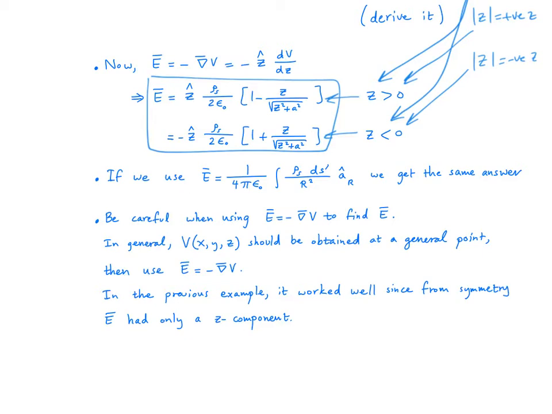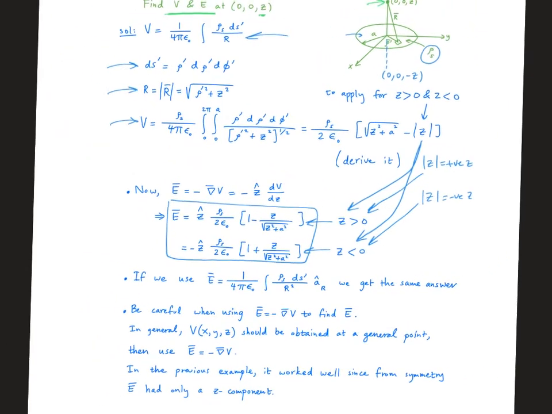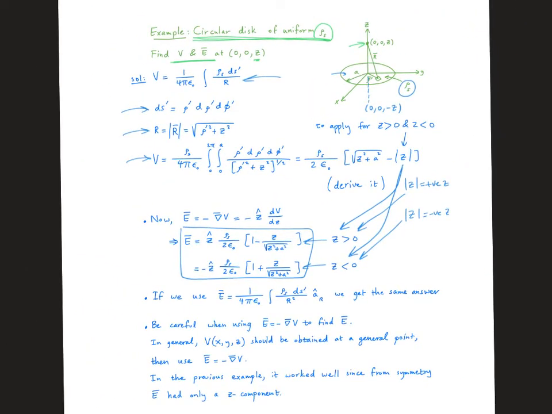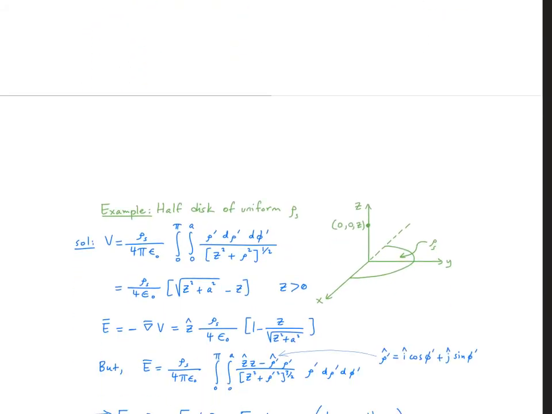So now, some points to keep in mind. We need to be careful when using our formula to find the electric field from the potential. What do we do as we find the potential originally? We need to obtain it at a general point, and that's when we are capable of using the electric field. So choosing this point has to be an important part of your solution. In the previous example, things worked well since we had symmetry, since the electric field only had a z component. Moving on, we're going to see an example where that's not the case, in fact.